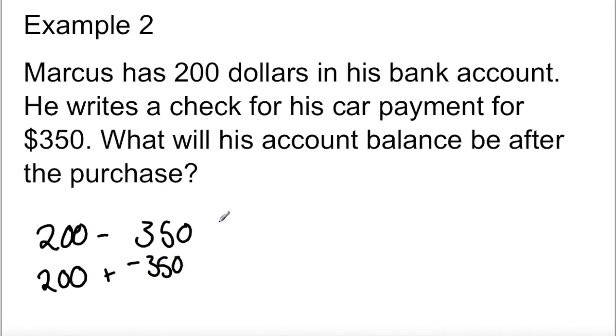Either way, in both cases, our integer is going to be negative because we can tell that they wrote a large check for $350, but they only have $200 in their bank account. So I know that 200 minus 350, or 200 plus negative 350, is going to give me negative $150. So after his purchase, he's going to have negative $150.